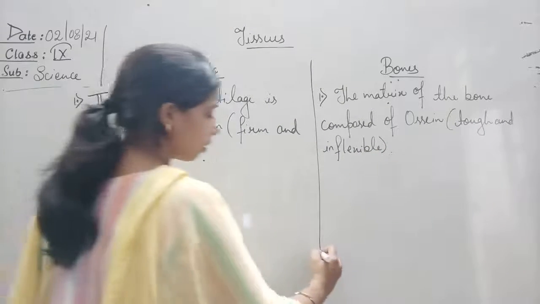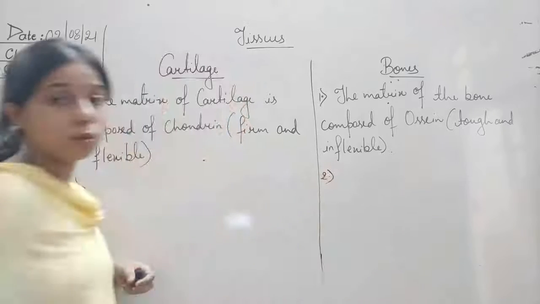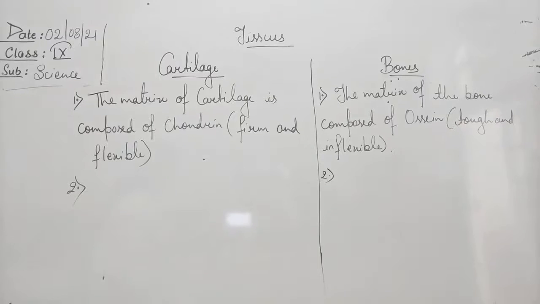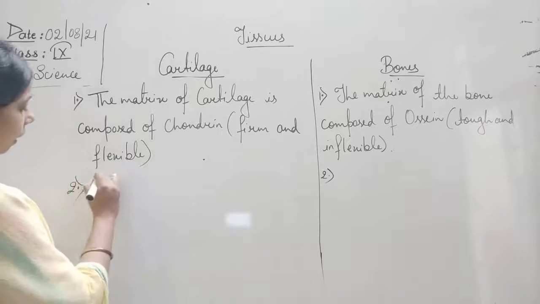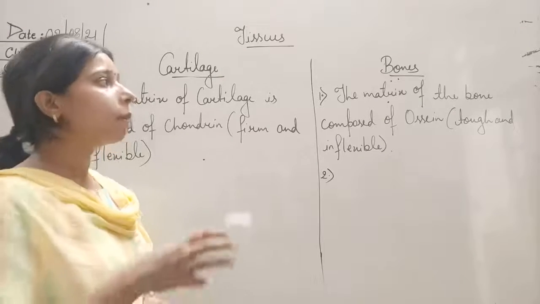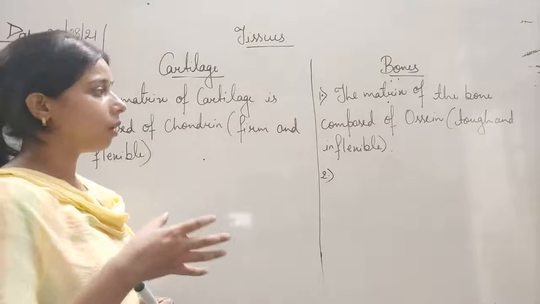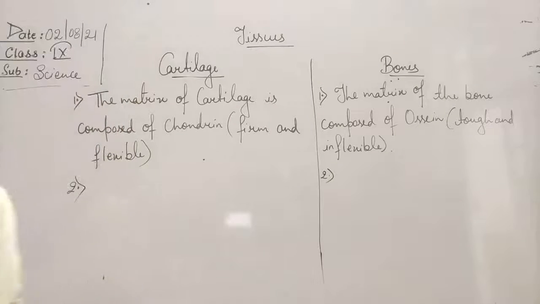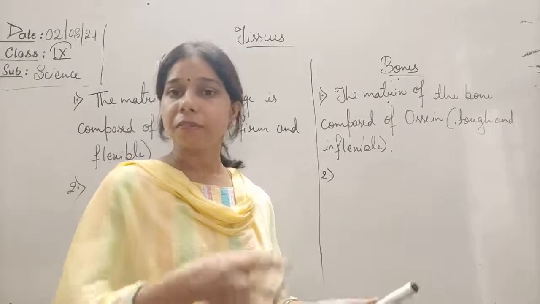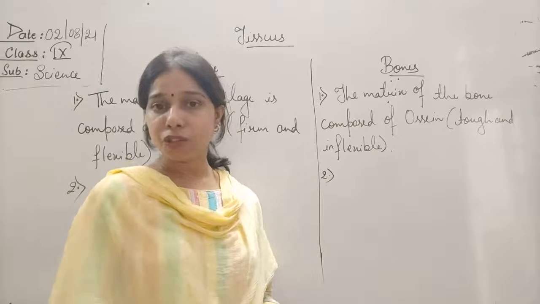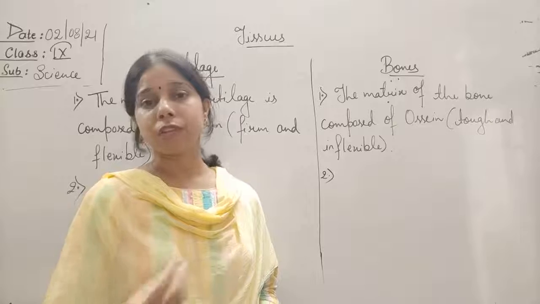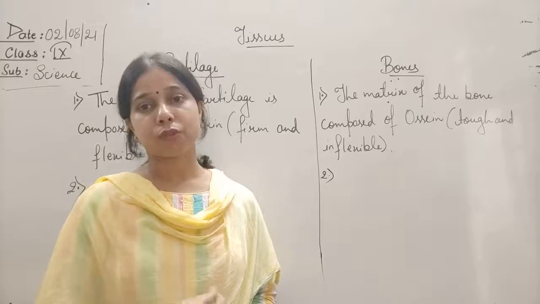The second point, in case of a cartilage, it is associated with the calcium salt. But in case of the matrix of the bone, it may have free calcium salt, or some impregnated salts are also present. Calcium salts are also present there in the matrix of the bones.